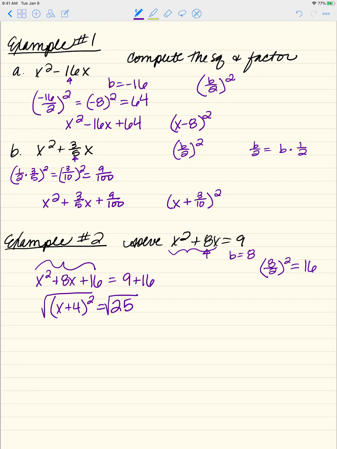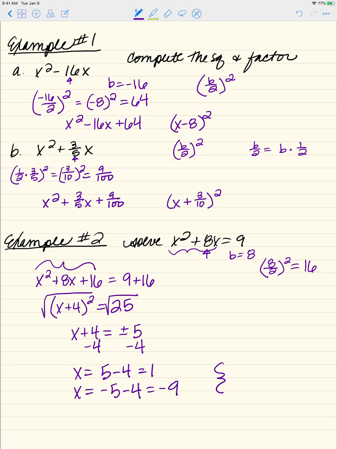Take the square root of both sides. I get x plus 4 is equal to plus or minus 5. Subtract 4 from both sides, and x is equal to 5 minus 4, which is 1, or x is equal to negative 5 minus 4, which is negative 9. So my solution set for x is 1, negative 9.